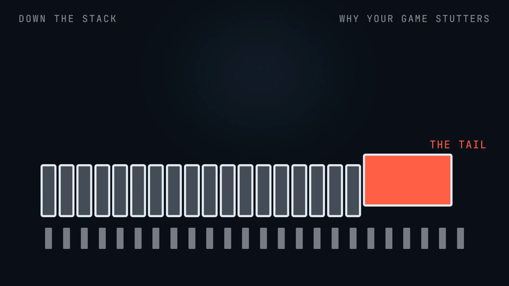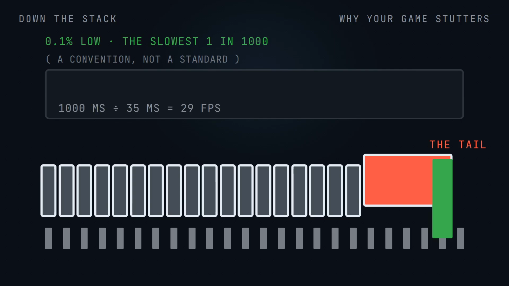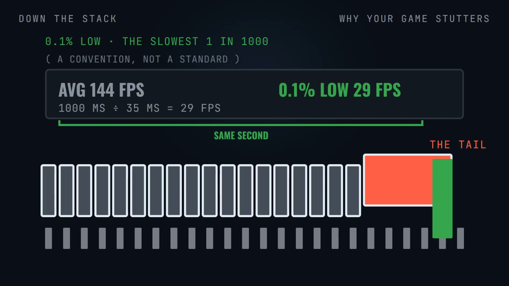That has a name, and it is one people already use without quite knowing what it is. A 1% low takes the slowest 1 frame in every 100 and averages them. A 0.1% low takes the slowest 1 in every 1,000. I think it is worth saying that these are a convention rather than a standard, and different tools compute them a little differently. Run it on our second though, and the shape is not subtle. 1 frame in 1,000 took 35 milliseconds, and 35 milliseconds is a rate of 29 frames per second. Same second, same frames, same game. 144 on the average, 29 at the bottom. Your eyes were reading the 29.